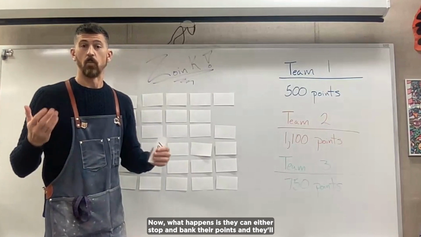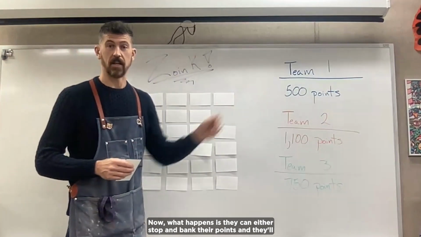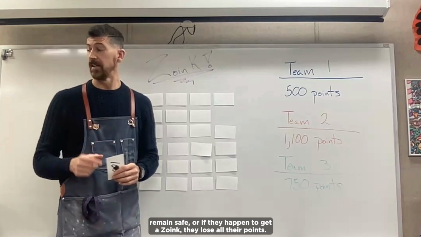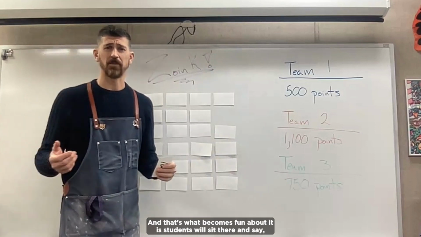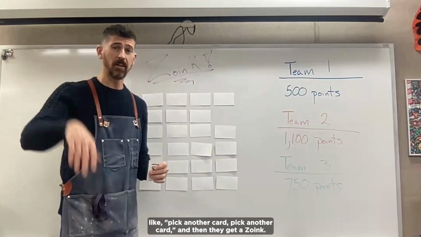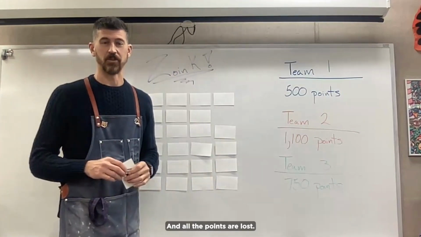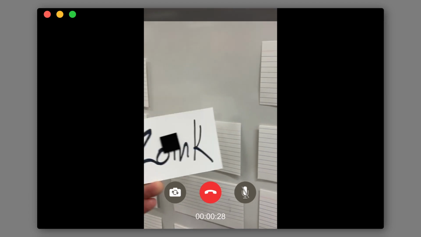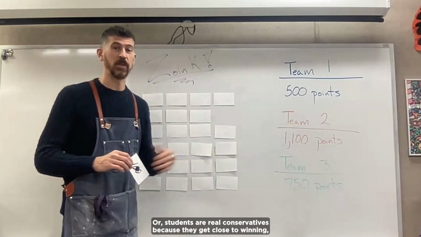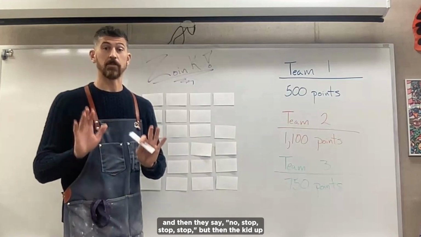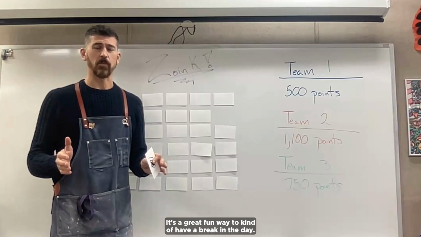Now, what happens is they can either stop and bank their points and they'll remain safe, or if they happen to get a Zoink, they lose all their points. And that's what becomes fun about it, is students will sit there and say, like, pick another card, and then they get a Zoink, boom, and all the points are lost. Or students are real conservatives because they get close to winning, and then they say, no, stop, but then the kid up here pulls one, they're like, no! It's a great fun way to kind of have a break in the day.